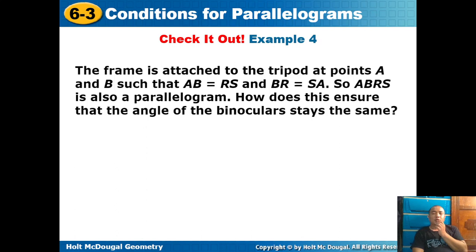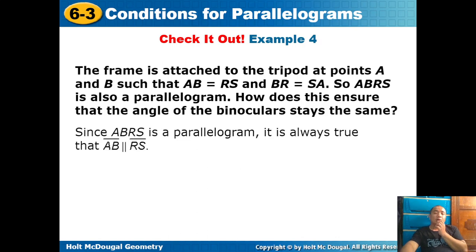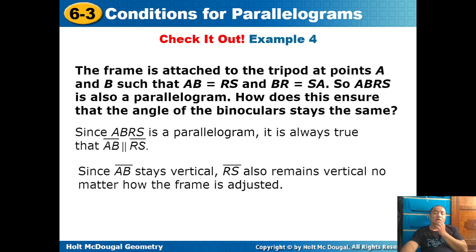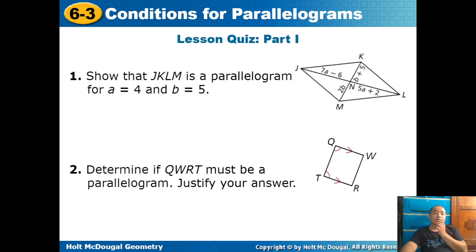The frame is attached to the tripod at points A and B, such that AB is equal to RS and BR is equal to SA. So ABRS is also a parallelogram. How does this ensure that the angle of the binocular stays the same? Since ABRS is a parallelogram, AB is parallel to RS. Since AB stays vertical, RS also remains vertical no matter how the frame is adjusted. Therefore, the viewing angle never changes.